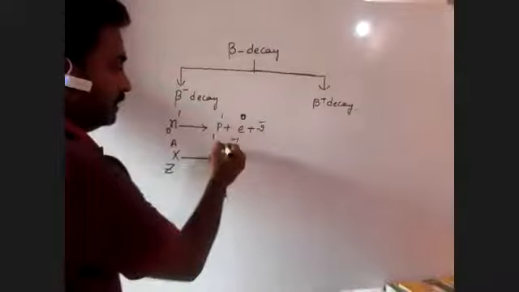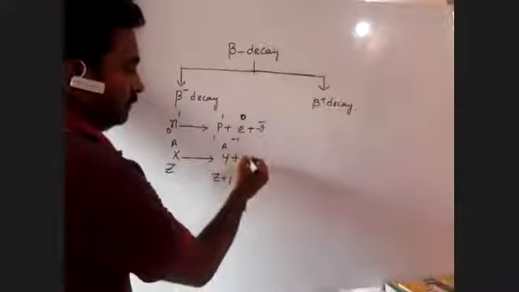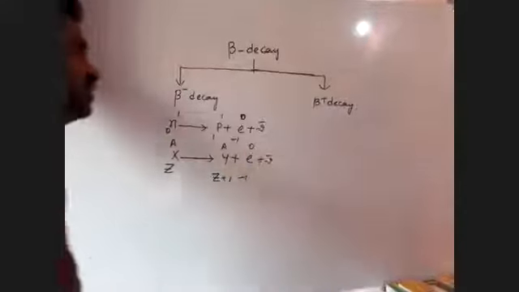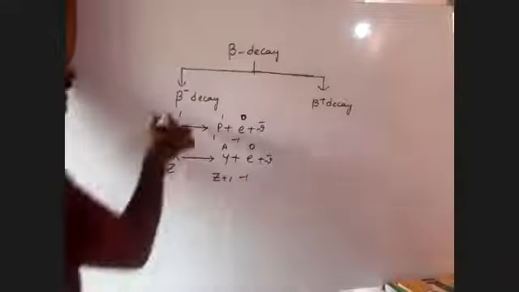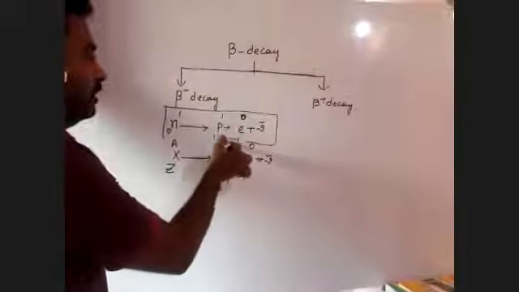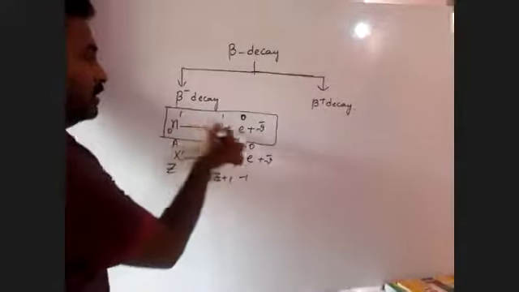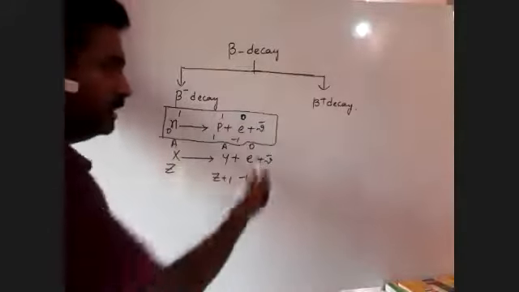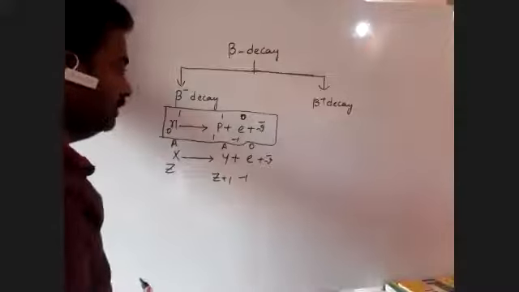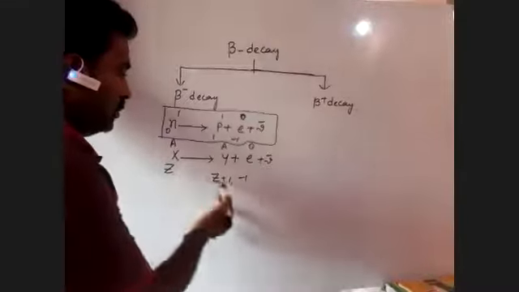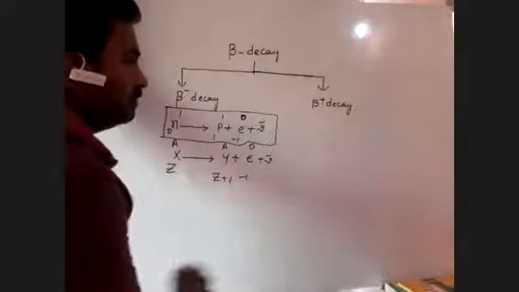Atomic number increases by 1. Mass number remains the same. And here I'll get an electron, and this is the exact equation of beta decay. In beta minus decay, a neutron is converting into a proton, an electron, and an elementary particle, the anti-neutrino, will be liberated. So coming from parent to daughter, atomic number increases by 1.